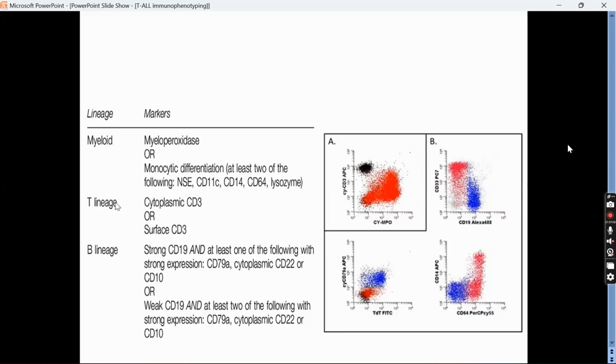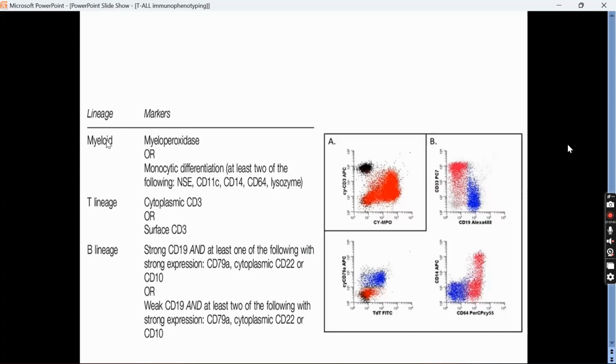For B lineage, it is not as straightforward as MPO and CD3 for myeloid and T. For B, if you have strong CD19, you should have at least one of the other strongly expressed markers like CD79a, CD10 or cytoplasmic CD22. If the CD19 is weak, then you need to have 2 strongly expressed markers among CD79a, CD10 or cytoplasmic CD22. So this is how you assign lineage, and you have to follow these criteria very strictly when you are calling an MPAL.